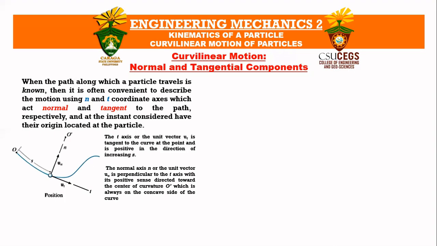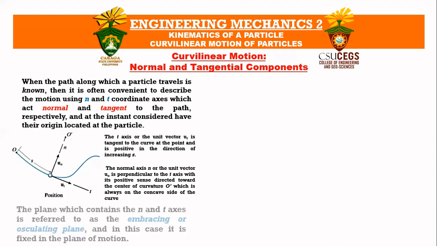So again, we can use the normal and tangential components if ever the path of the particle is known or given. The plane which contains the n and t axes is referred to as the embracing or osculating plane. And in this case, it is fixed in the plane of motion. What we will discuss for the normal and tangential components is the same as from the previous topics we had. We also discussed the geometric aspects of the particle that is moving along a curve. So we will also discuss the velocity and acceleration considering the normal and tangential components.